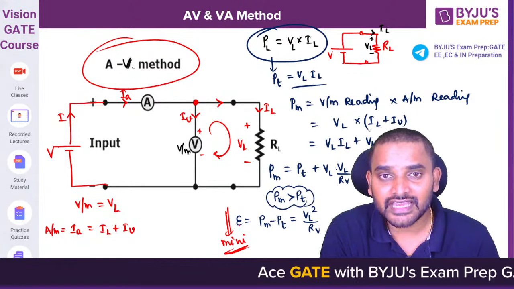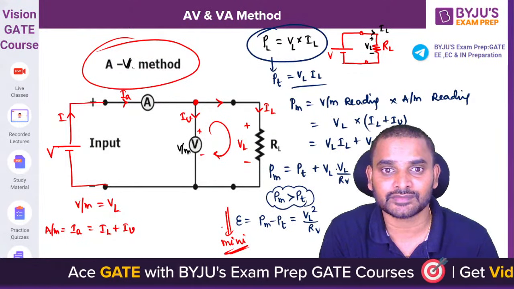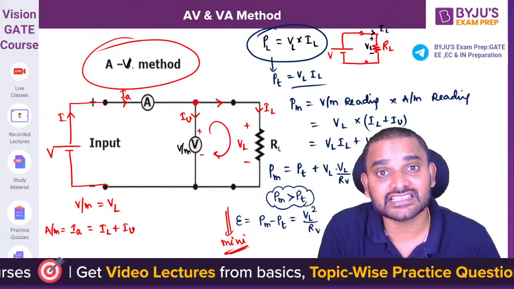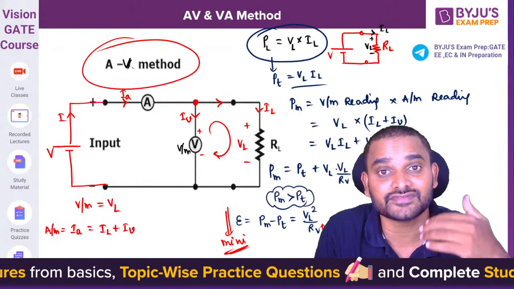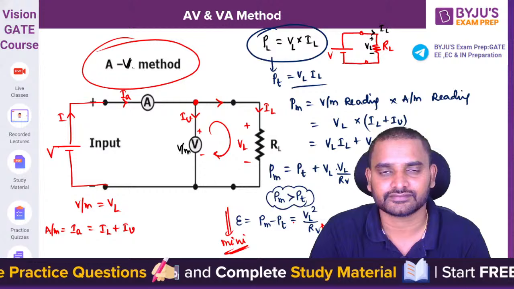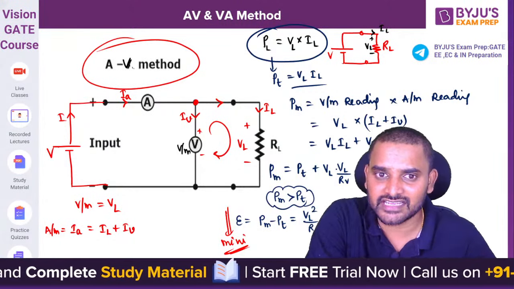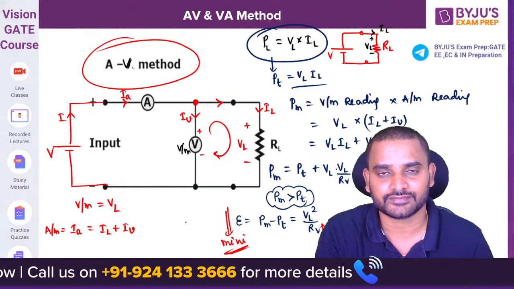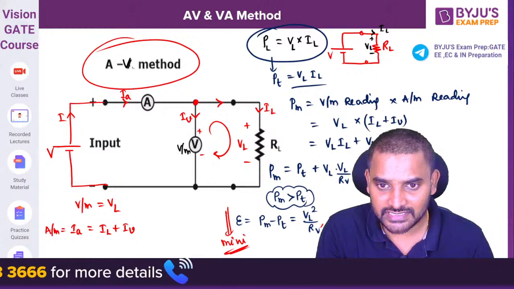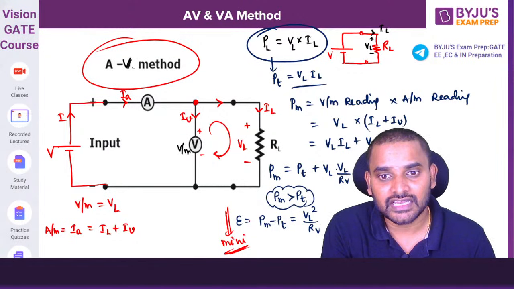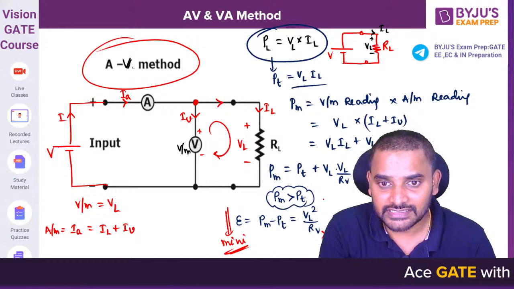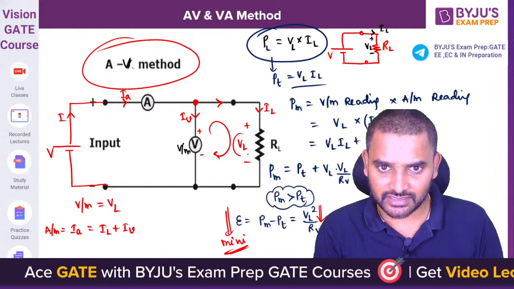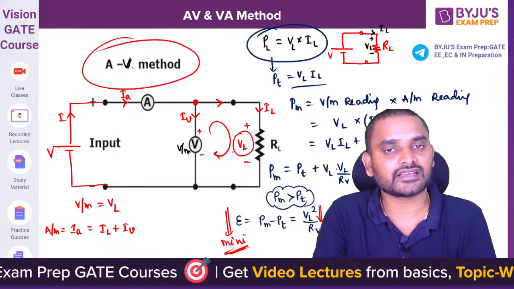If you want to get the error as minimum, don't try to increase the resistance of the voltmeter, because they are already designed. The ammeter is already designed and the voltmeter is already designed. So how can you minimize the error? If you can minimize the voltage across the load, then the error is going to be minimized.